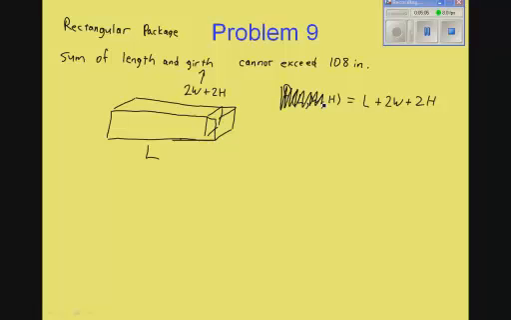I guess I shouldn't say equals f. I should say L plus 2W plus 2H equals 108. Right? Why? Well, because what I'm trying to do, it tells me in problem 9, I'm trying to maximize the volume. How much stuff can I send in this package? So let's maximize the volume. And this is an example of what's called optimization. Maximizing or minimizing.